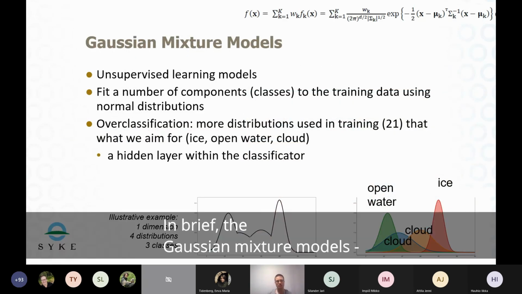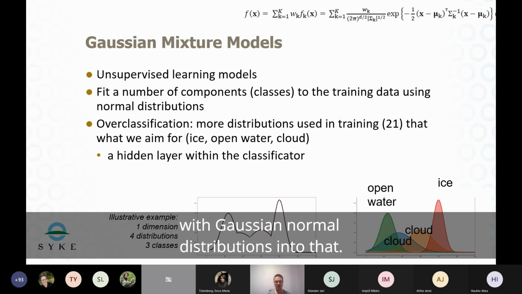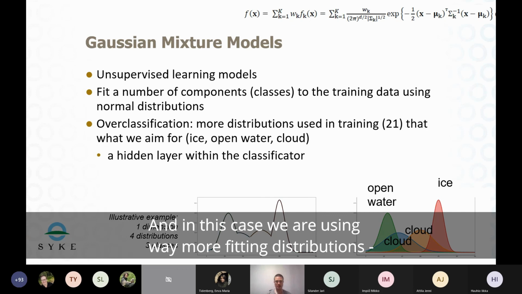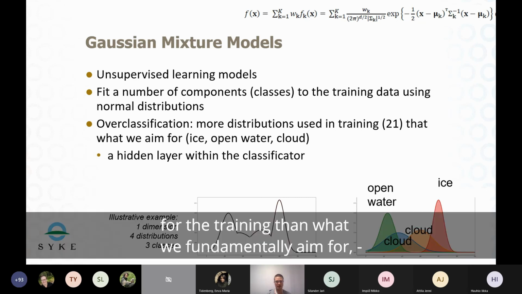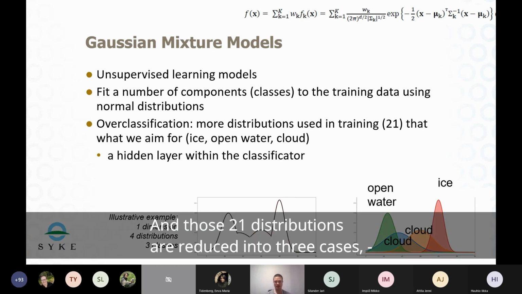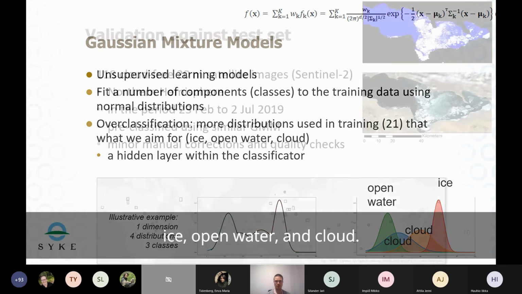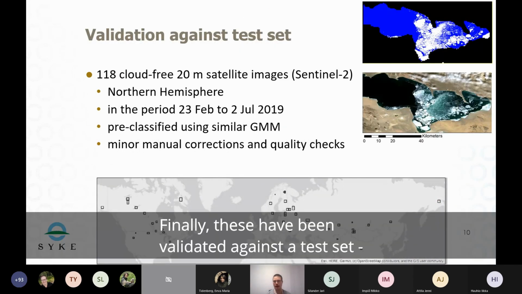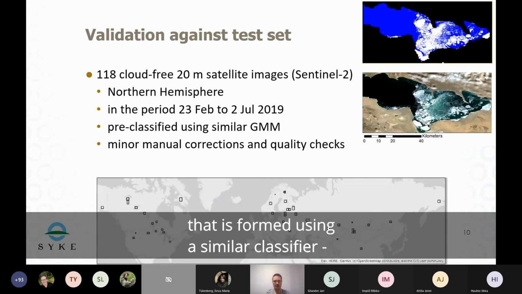In brief, the Gaussian mixture models take the whole of the data into account and try to fit many different normal Gaussian distributions into that. And in this case, we are using way more fitting distributions for the training than what we fundamentally aim for. So that works as a hidden layer within the classifier, and those 21 distributions are reduced into 3 classes: ice, open water, and cloud.